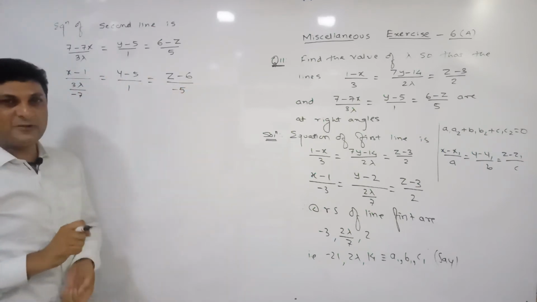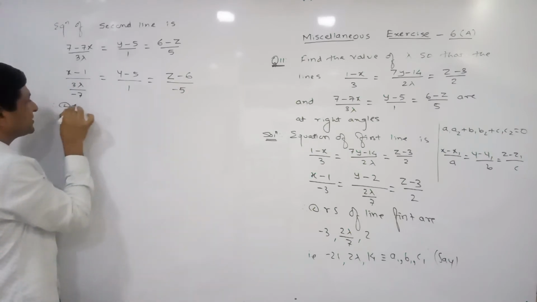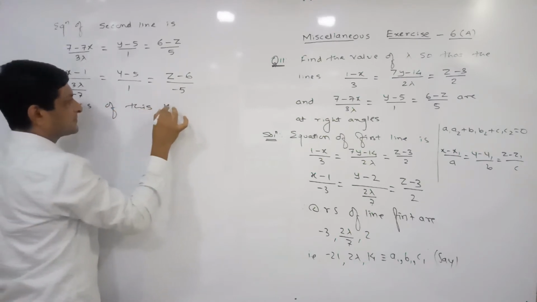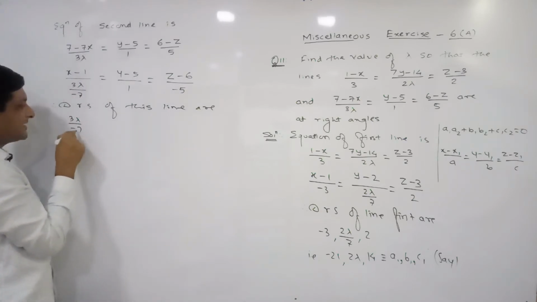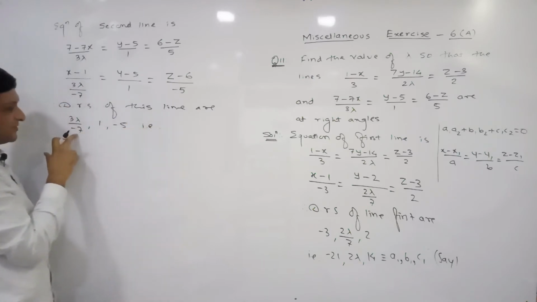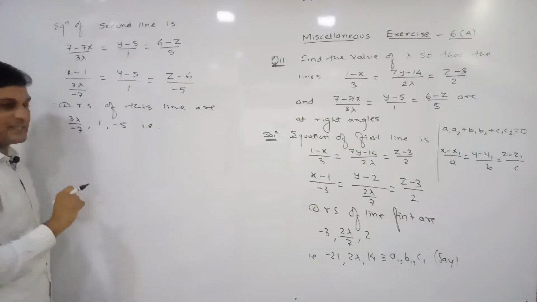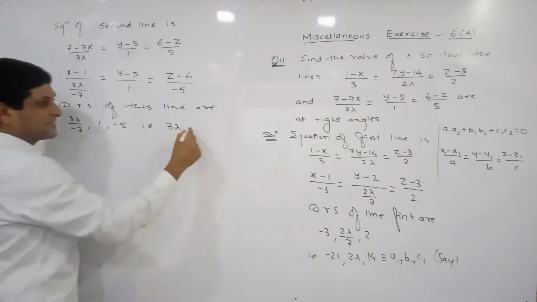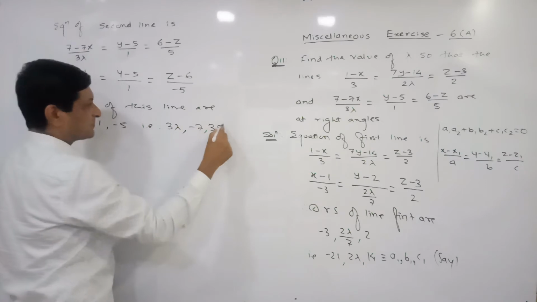So we can say that the values in the denominator are direction ratios. So the direction ratios of this line are 3 lambda upon -7, 1, -5. Let us simplify it. Here also, to eliminate this -7 from the denominator, multiply both sides by -7. So here we will get 3 lambda. If I am multiplying here by -7, we will get -7. And if I am multiplying here by -7, we will get 35.